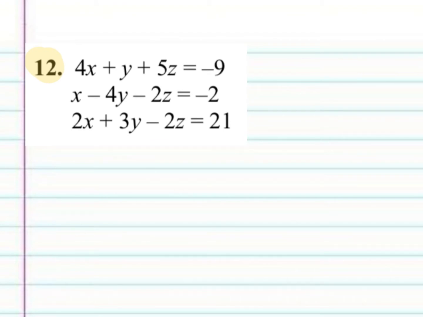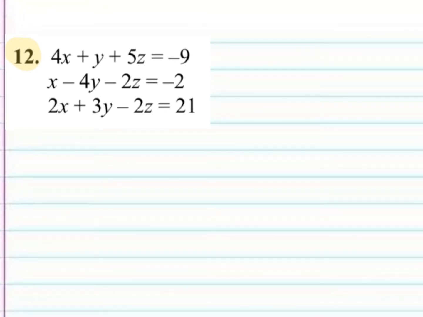But step one is to decide which variable you want to cancel. So you look at your x's. There's a 4, a 1, a 2. The y's 1, negative 4, 3. And the z's 5, negative 2, and negative 2. What do you think is the best option to cancel? X's, y's, or z's? X's, okay. So how do you want to cancel out x's? Which two equations do you want to use? Second and third, that works for me.